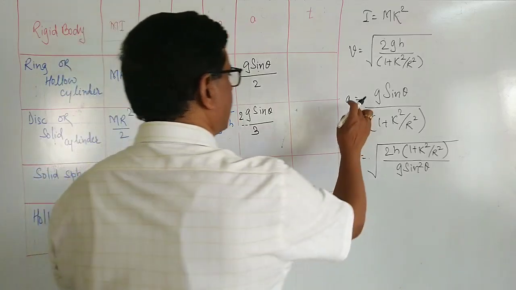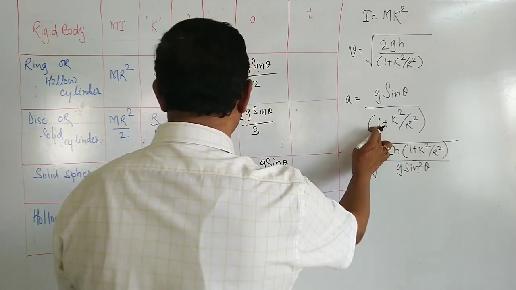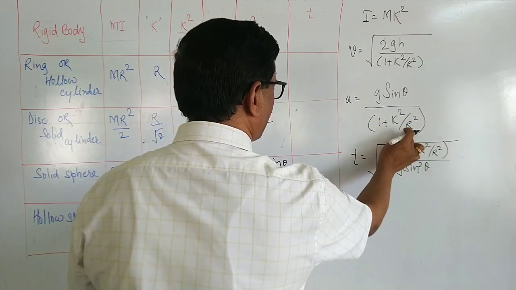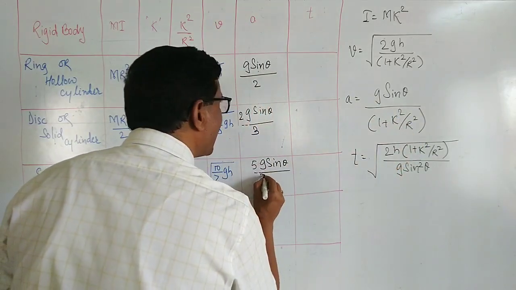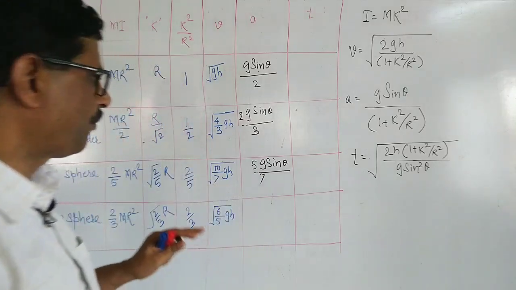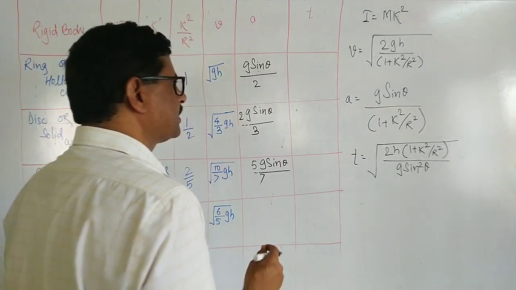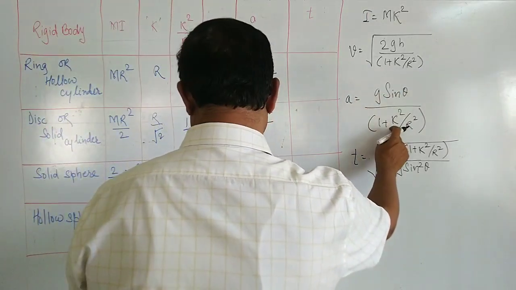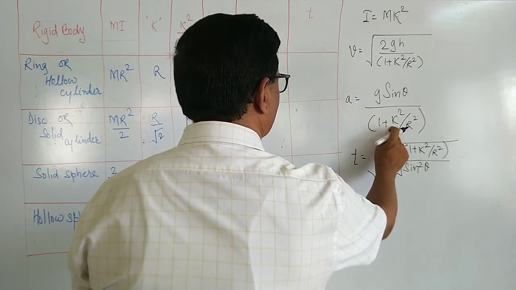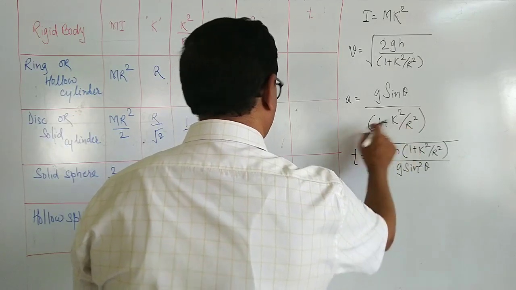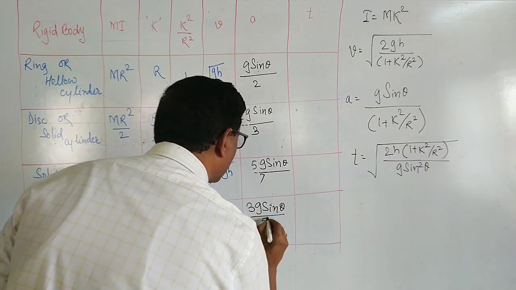Then a is equal to g sine theta divided by 1 plus 2 by 5. 1 plus 2 by 5 is 7 by 5. Therefore, it is 5 g sine theta by 7. Then the last one is g sine theta divided by 1 plus 2 by 3. 3 plus 2, 5 by 3. It is 3g sine theta divided by 5.